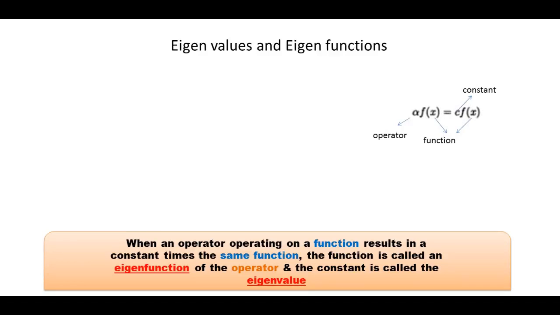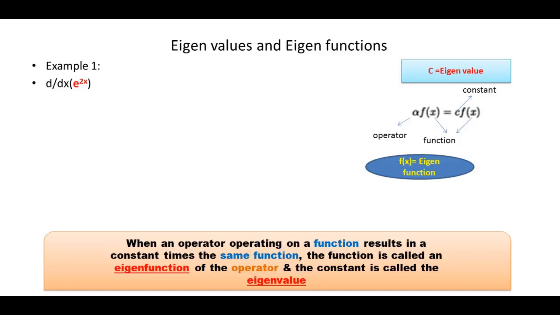Now look here, the function on the left hand side of the equation is the same as on the right hand side. So such a function is called an eigenfunction, and the constant c by which the function is multiplied is known as the eigenvalue. Now we shall look at two examples.